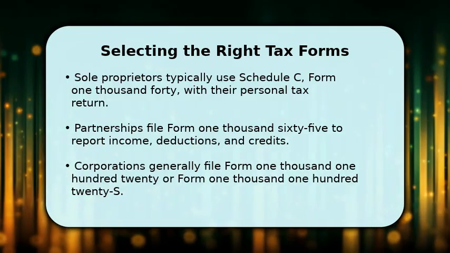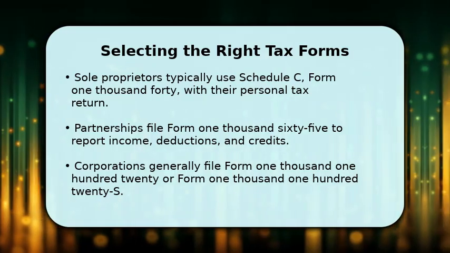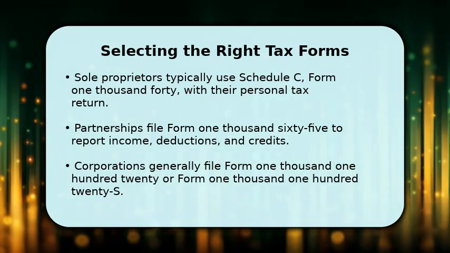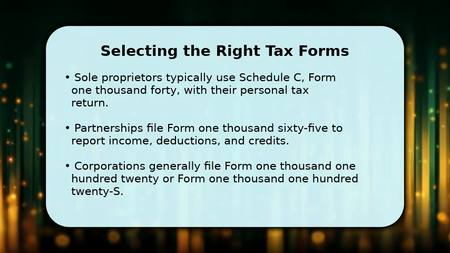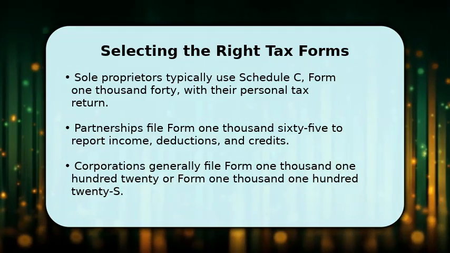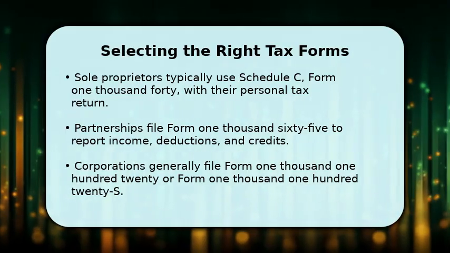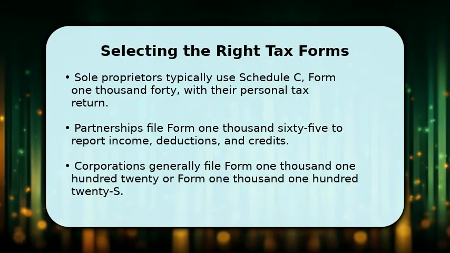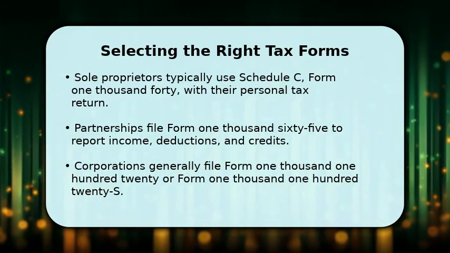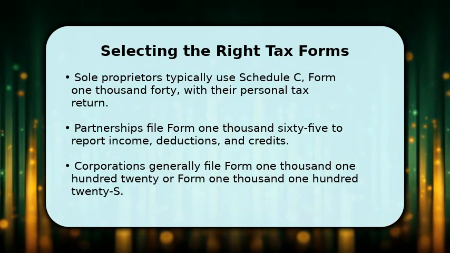If you're a sole proprietor, you'll typically use Schedule C, Form 1040, to report your business income and expenses on your personal tax return. Partnerships, on the other hand, file Form 1065. For corporations, C-Corps use Form 1120, while S-Corps file Form 1120S. Each form serves a specific purpose based on your business's legal structure.